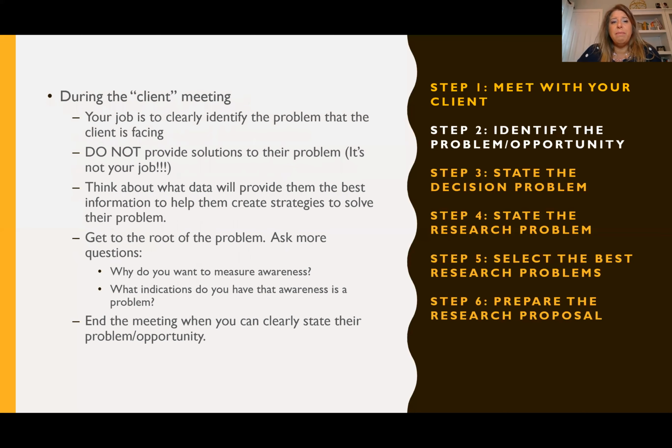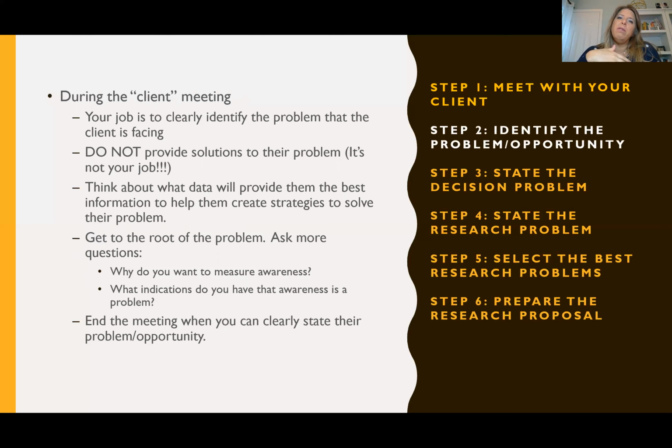During this client meeting, your main job is to clarify what the problem is that they're facing. So what is that problem they want to solve? One of the issues that all market researchers face, I face this every single time I go into a research meeting, is providing solutions. As marketers, we're trained to provide solutions. It's what our whole education is based on. It's what we do when we're in the workforce.